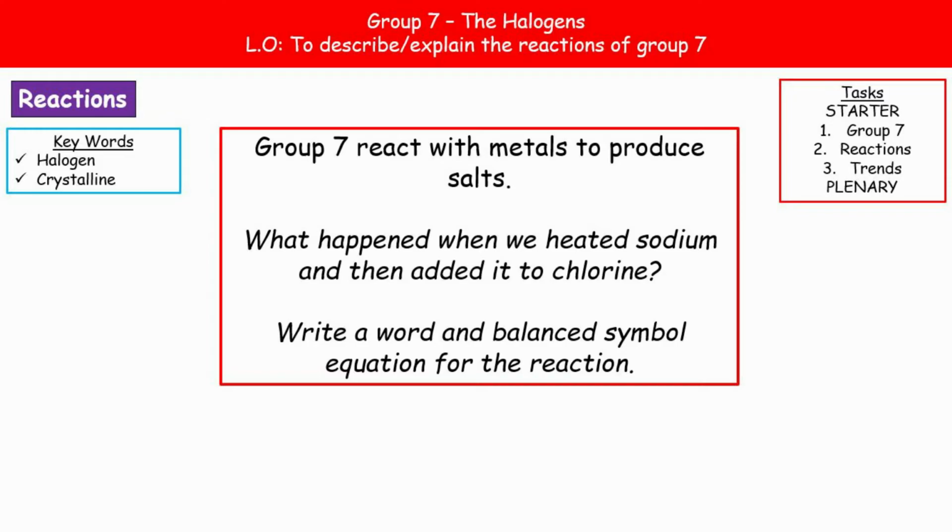So what I've got for you in a moment is a little video of an experiment where we would normally do this in class. We've got a jar with chlorine gas, and we're going to then add some sodium and make them react together. So when you watch the video, what I'd like you to do is describe what happens when we've actually added the sodium to the chlorine, and then see if you can write both a word and balanced symbol equation for this. So here comes the video.